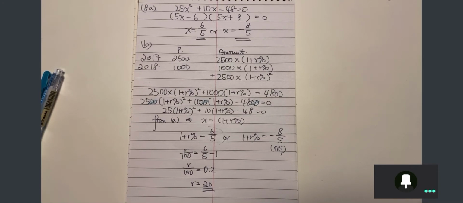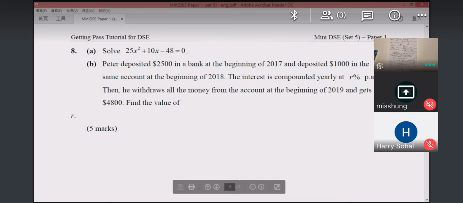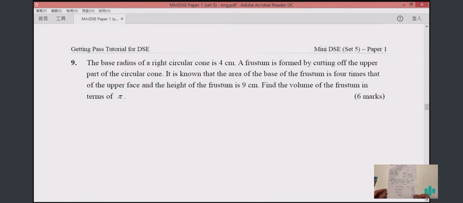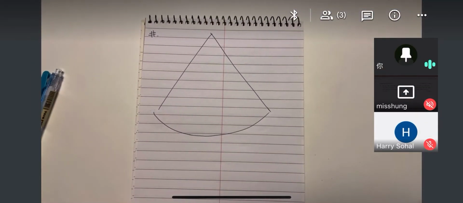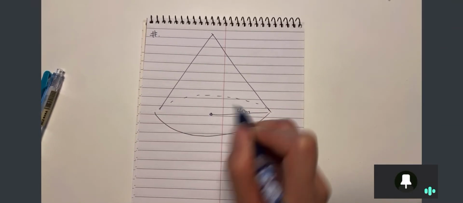Okay, got it? And then let's go to number 9. Number 9 is a question for you to calculate the volume, but no figure is given. So you need to draw the figure on your own. Okay, number 9, there is a right circular cone with the radius 4 cm.